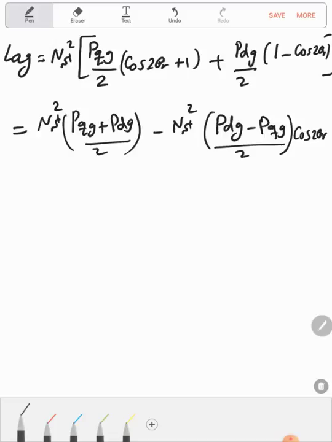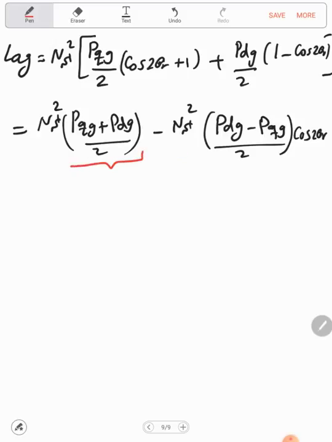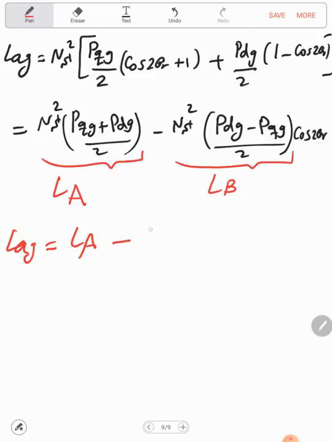Now we can define this one as LA, and we can define this factor here as LB. So to this end, we can write the magnetizing inductance, the LAG, equal to LA minus LB cosine 2 theta r.